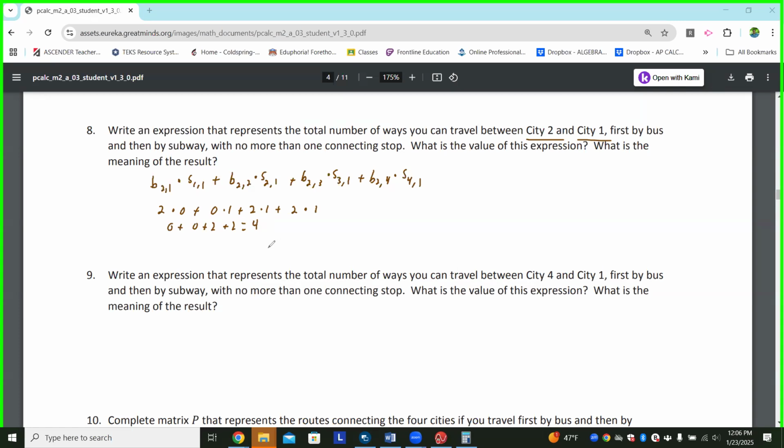All right, so this is a great way to review. So what is the meaning of this result? What's that 4 mean? Perfect. Add that last part in, and that's great. So 4 total ways to travel from city 2 to city 1. First by bus, then by subway.